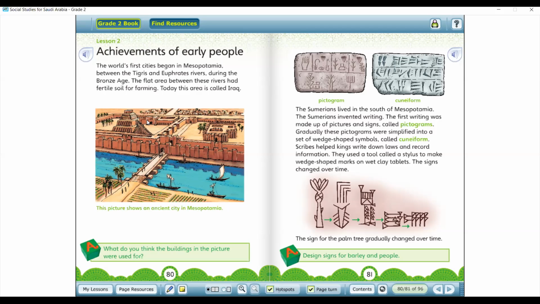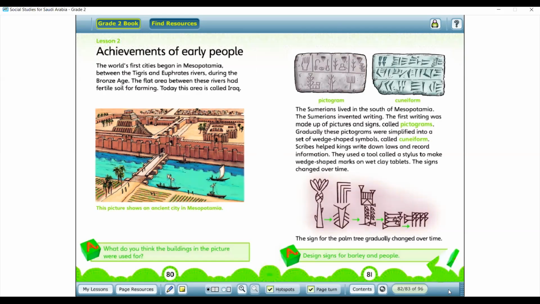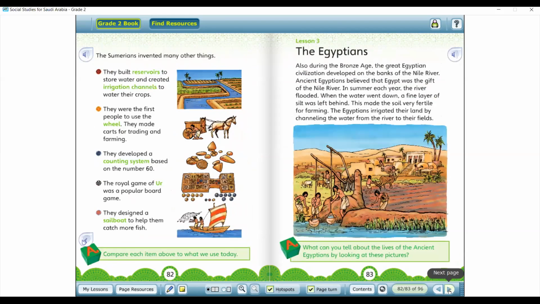So it was clay tablets and it was wet, so they could make their markings in it, like carving or engraving. Then the signs changed over time. The signs for the palm tree gradually changed over time. As you can see, there's a big palm tree in the beginning, and then it changed into a different type of symbol there. Then going on to page 82, that we will also need for our open book test.